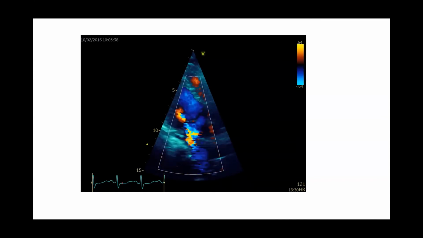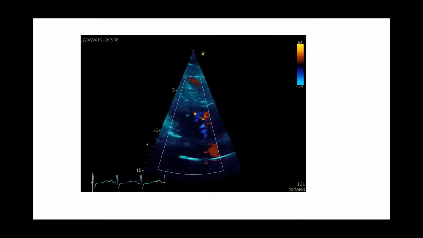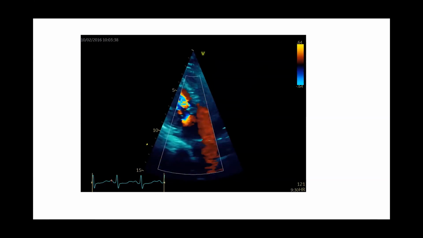And it's color Doppler over the parasternal long axis view. I can definitely see a flame-shaped jet appearing on the mitral valve, but I want to see it in other views just to confirm that.